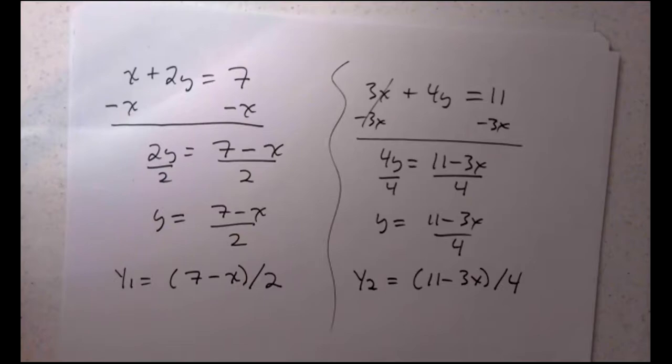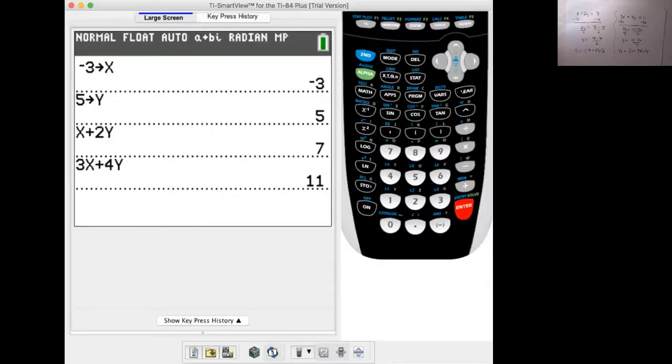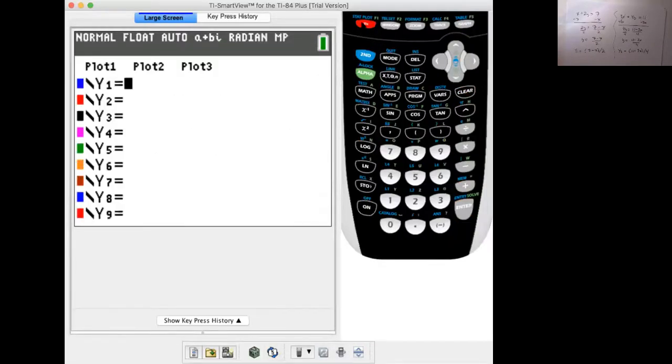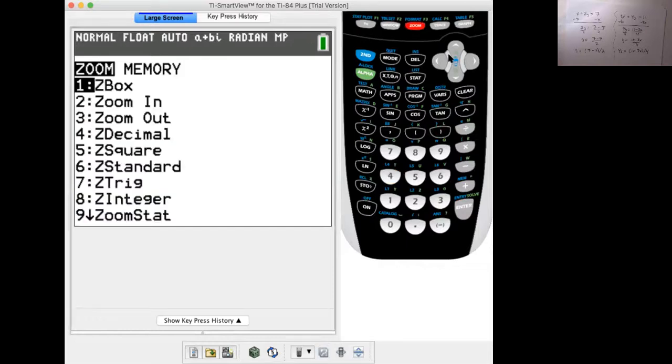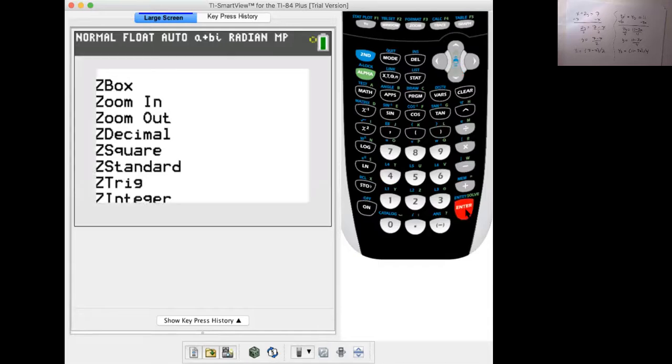So let's pull up the graphing calculator. And we can clear all of this. y1, 7 minus x over 2. 7 minus x divided by 2. And then y2 is 11 minus 3x divided by 4. And I usually like to choose a zoom, and I think I will choose zoom standard first. If I can't see the intersection point, I can zoom out. Let's go to zoom standard and see what it says.